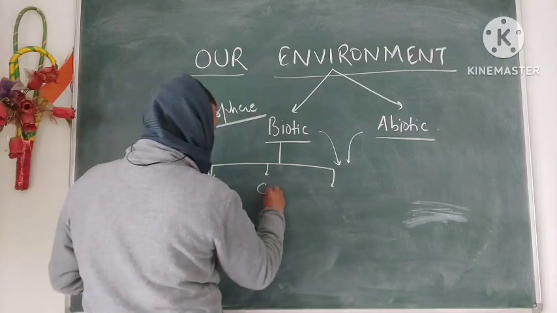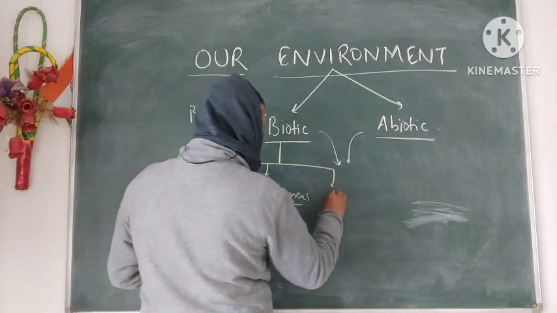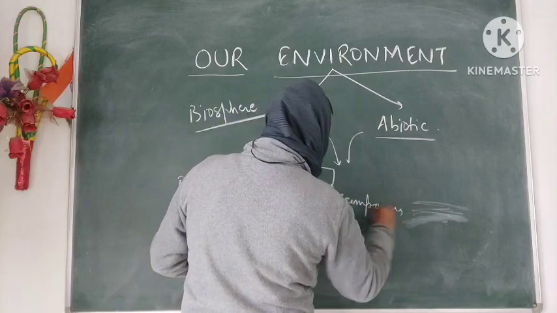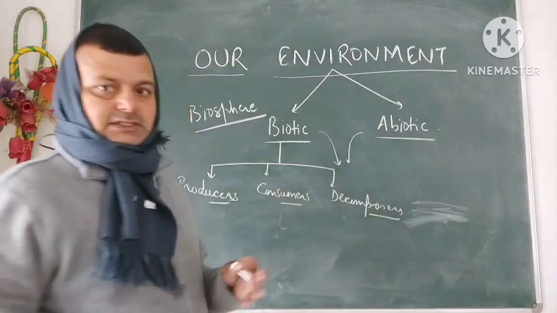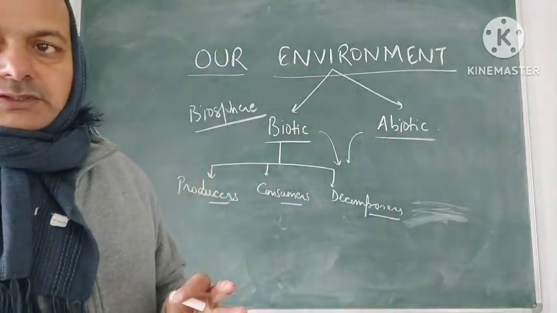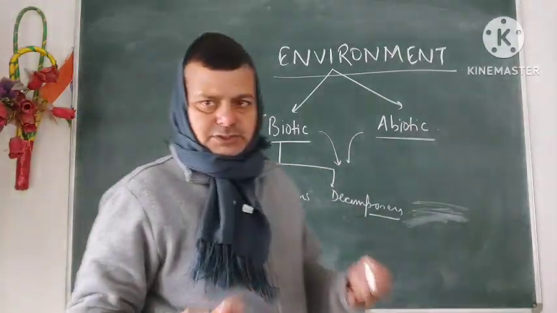Some are called consumers, and some are called decomposers. Producers, consumers, and decomposers. These three are the different types of biotic components of the ecosystem. Producers will be those who are able to produce the food.